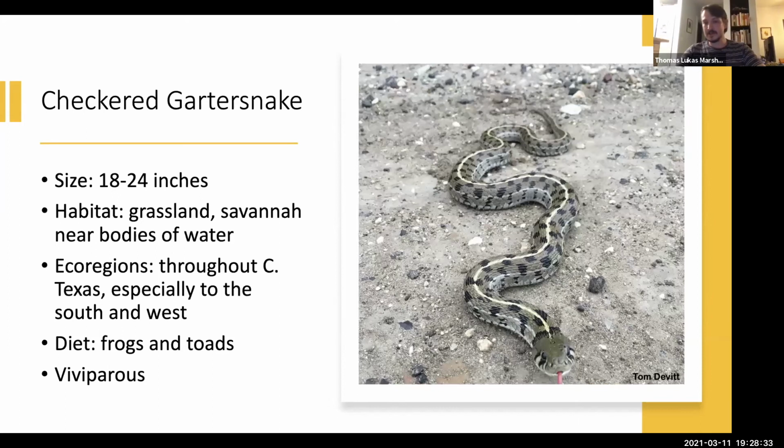The checkered garter snake is a relative. It's common to the west and south of town. These guys are maybe not quite as tied to water sources as other garter snakes and ribbon snakes, but they do still need some moisture because they like to eat amphibians. But you can find them a decent ways away from water in grasslands and savannas, and even in West Texas out in some pretty dry deserts as well.